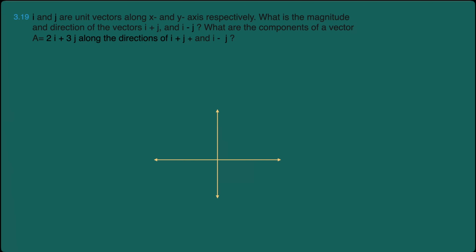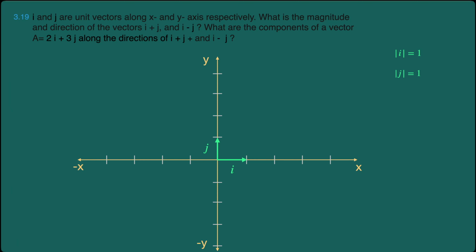First, let's draw the coordinate system with the x-axis and the y-axis. Here, i is the unit vector along the positive x-axis and j is the unit vector along the positive y-axis. Since both are unit vectors, the magnitude of i and j is 1 unit. Now, let's solve the first part of the question, where we need to find the magnitude and direction of the vectors i plus j and i minus j.